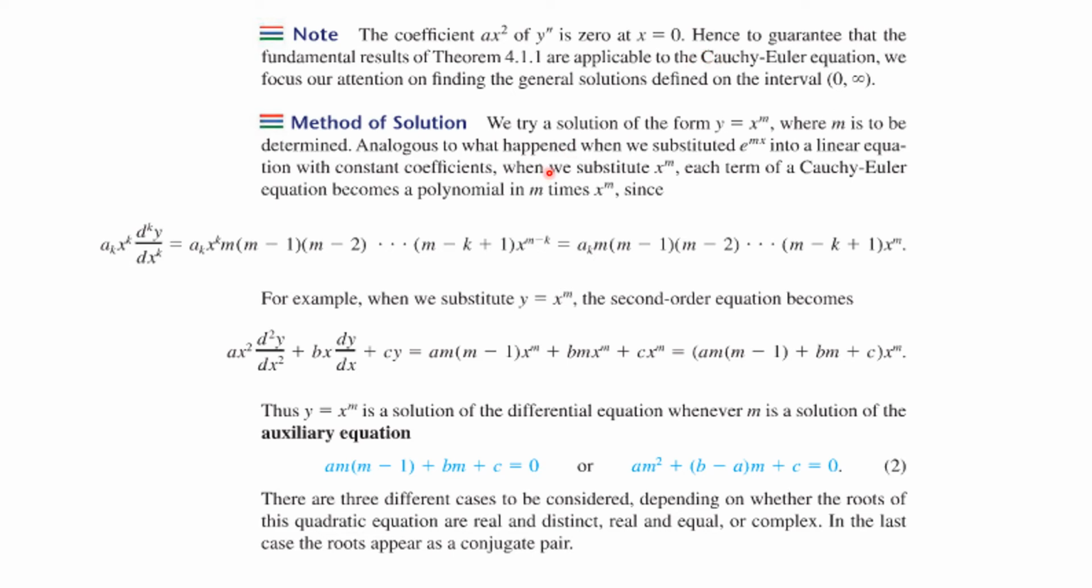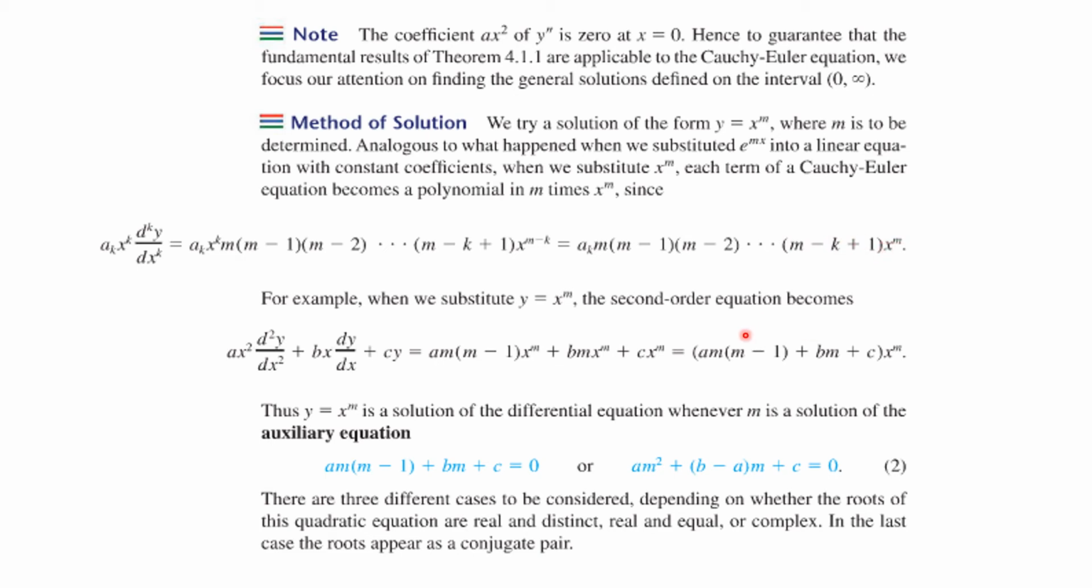So here is our method of solution. We're going to try a solution of the form y equals x to the m, and m is to be determined. So we plug it in and we see what happened. Now notice whenever you take the kth derivative of y, then you will have all of these constants times x to the m minus k, but then we take that times x to the k, so this really becomes just a bunch of numbers times x to the m.